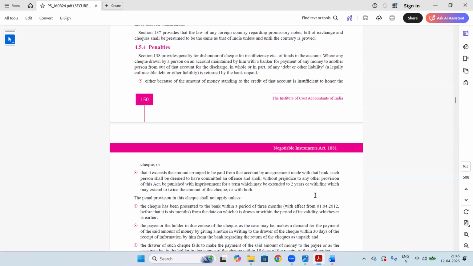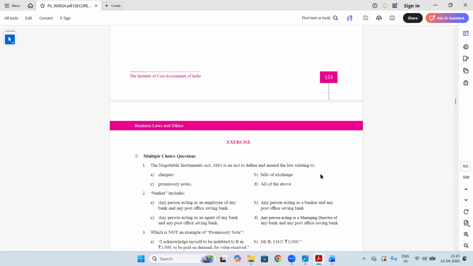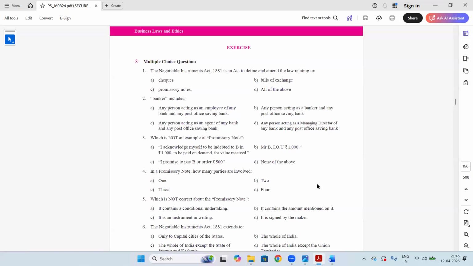So that's it for this chapter. Most important topics we have covered. You should have a fair idea of the different examples given. This chapter is more scenario based, so you can expect more scenario questions rather than direct questions.